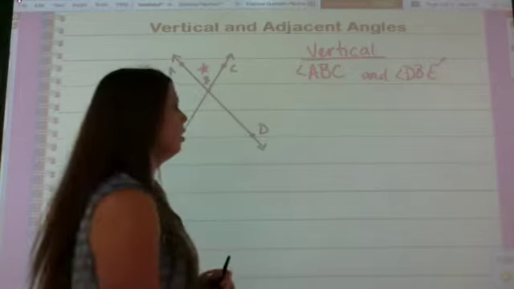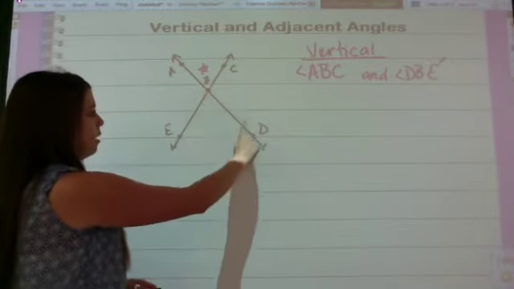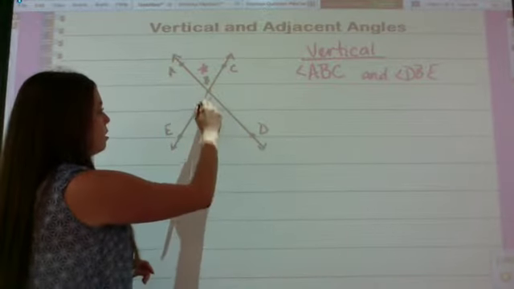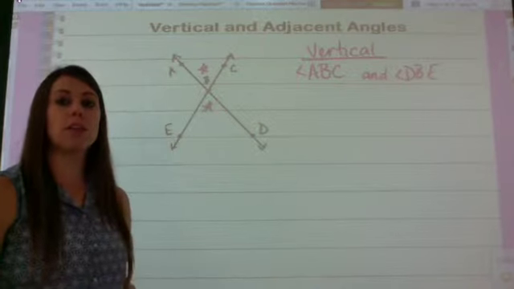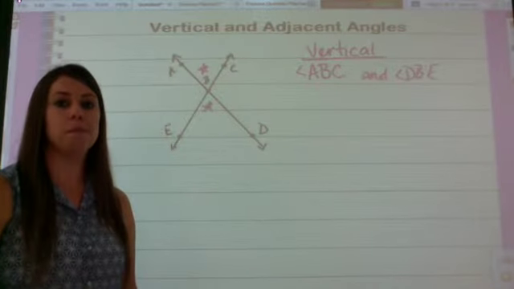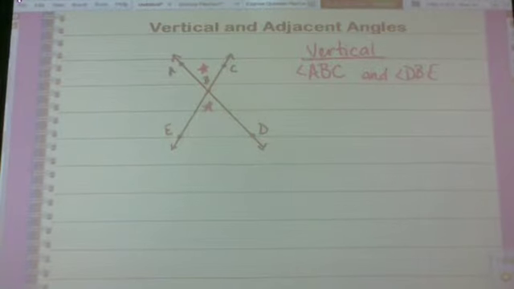Now, I could name DBE as EBD. Both of these, this pair is vertical. Okay, there's another pair of vertical angles. Do you see it? So let's take angle ABE.